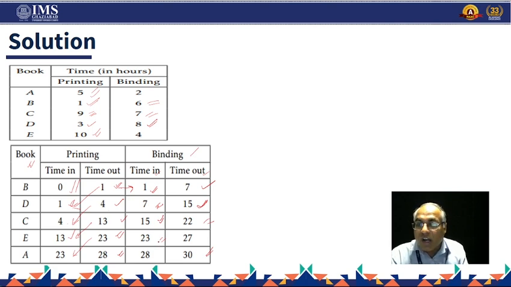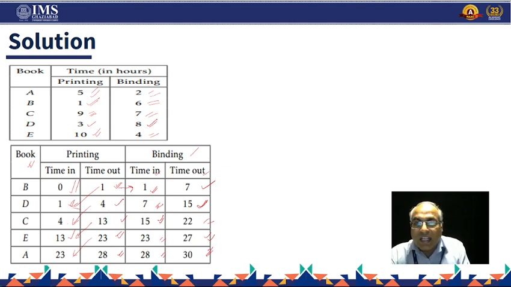Now for E, how much binding time is there? For E, 4 units is the binding time given. So 23 plus 4, 27 will come over here. Next job we cannot start at 27 because the previous job A will be free at 28. So 28 is larger between 27 and 28. So 28 will come over here. Now machine A is taking 2 units of binding time. So 28 plus 2, 30.